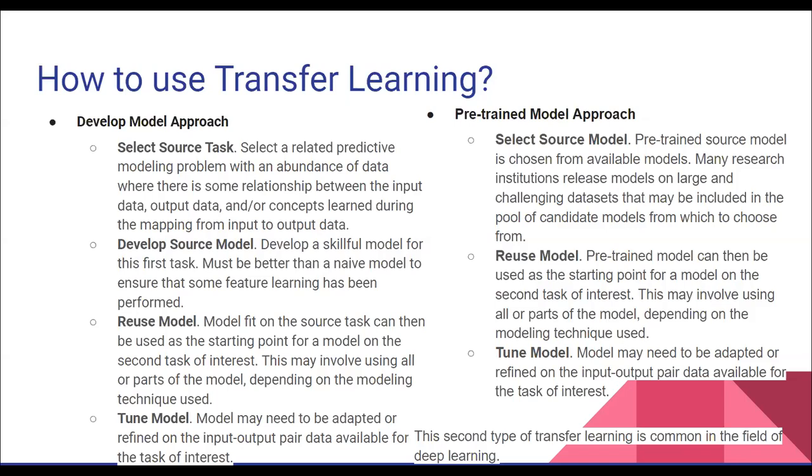So after we select our source model, we're going to be reusing that model as the starting point for the model on the second task of interest, the model you want to make. And again, this may involve using all or parts of the model. And then after that, you can fine-tune the model, because the model needs to be adapted, refined, maintained on the input data, output data pair available for that task.